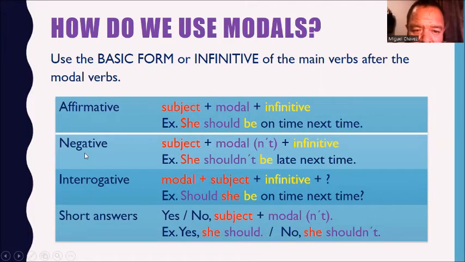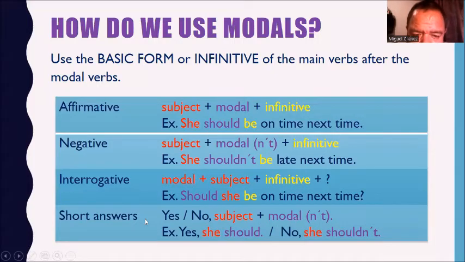In the negative form, we are going to use subject, modal verb in negative, plus infinitive. Example, she shouldn't be late next time. Remember that to change an affirmative sentence to negative, we only add the particle not. For the interrogative, as we know, we are going to change the position of the modal verb to the beginning of the sentence, and then the other elements: modal, subject, infinitive, and complement. Don't forget to put the question mark at the end.